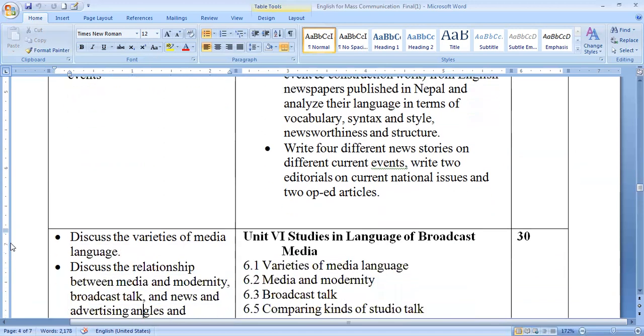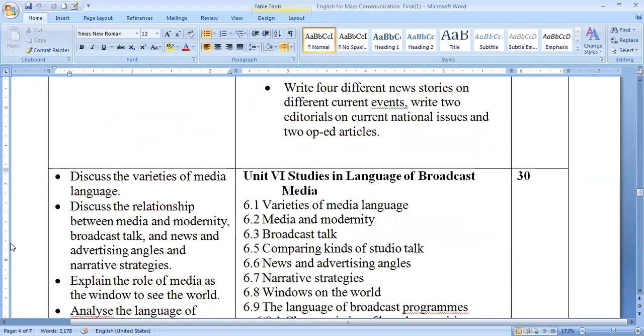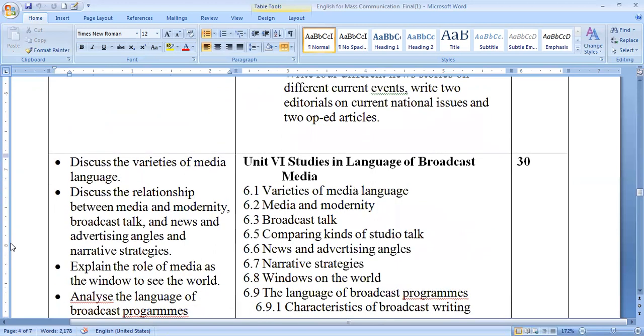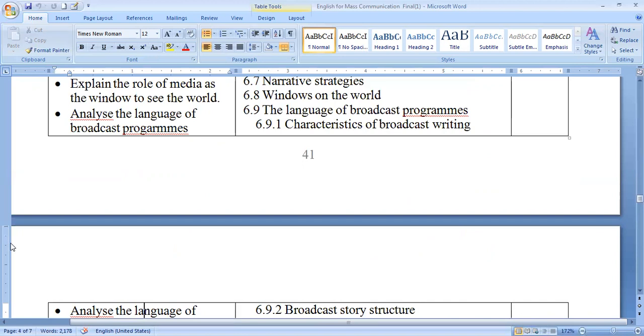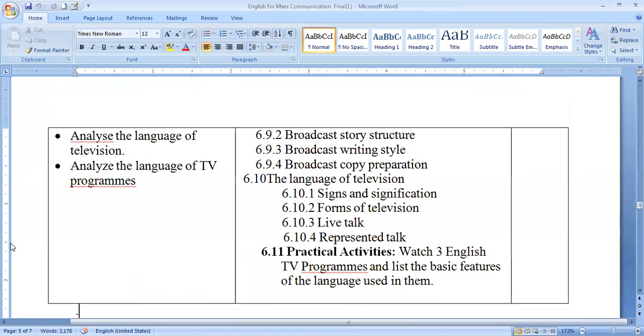Then unit 6 is about studies in the language of broadcast media. Under this unit, students have to learn about varieties of language, media and modernity, broadcast talk, comparing kinds of studio talk, news and advertising angles, narrative strategy. Then windows on the world, the language of broadcast programs, characteristics of broadcast writing, broadcast story structure, broadcast writing style, broadcast copy preparation. Similarly, the language of television and sign and signification, form of television, live talk, represented talk. And under this unit, there are some practical activities.